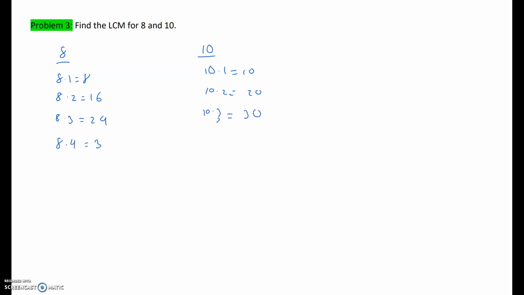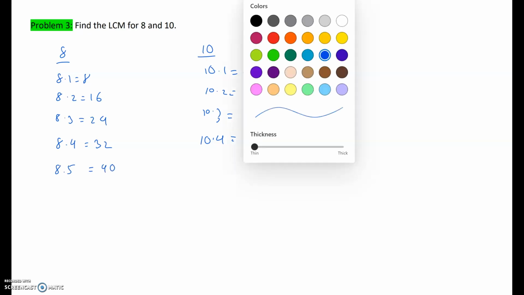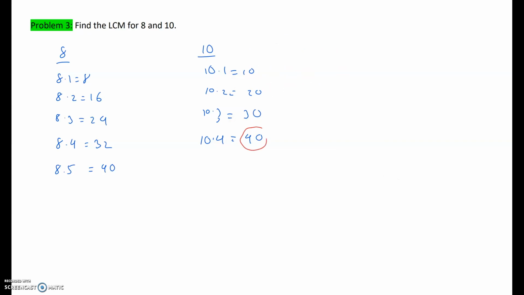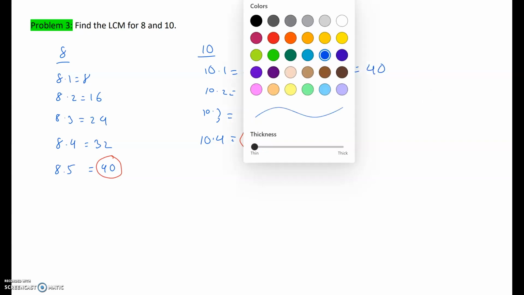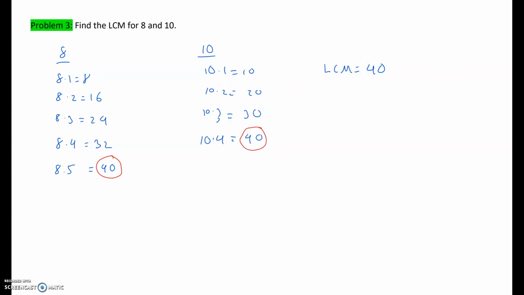8 times 4 is equal to 32. 10 times 4 is equal to 40. And 8 times 5 is equal to 40. We found it. At this point, this is your LCM. So you technically only need to find one of these. So the LCM is equal to 40. But as you can see, if you continue this pattern and the numbers are too large, it may be a little bit of a mess.